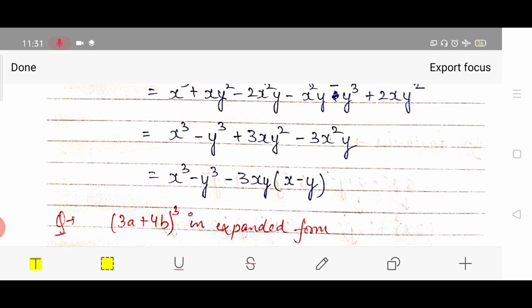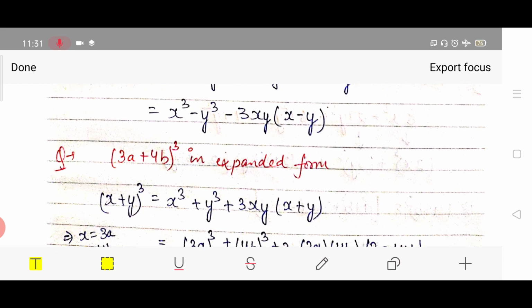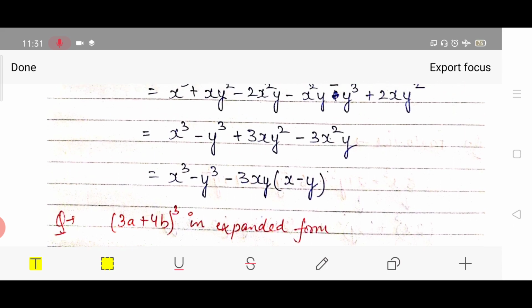So till now we have studied 7 identities. All identities are very important, so you have to note down and learn every identity properly. Moving on to a question of a cubic polynomial, that is (3a + 4b) cube. You have to express it in expanded form. How can you do this? As you can see from here, this is a question of the type something cube.